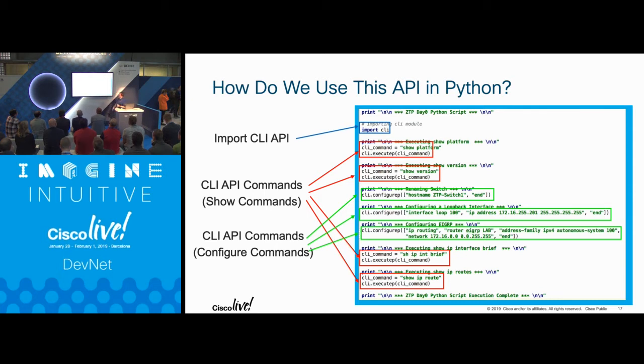This one is actually showing how you might use some configure commands here. Give the device a name, enable a loopback address, turn on routing, right? A set of simple commands that come back to basically get the device onboarded without any manual user intervention.